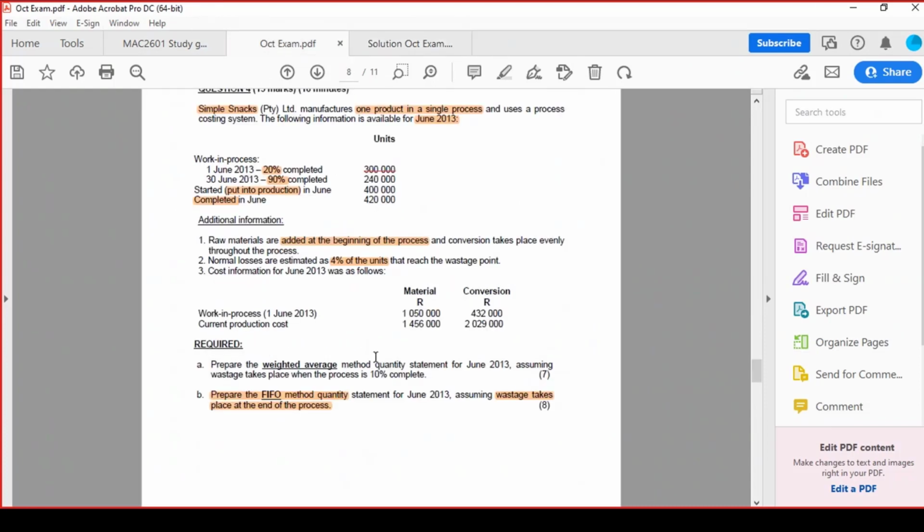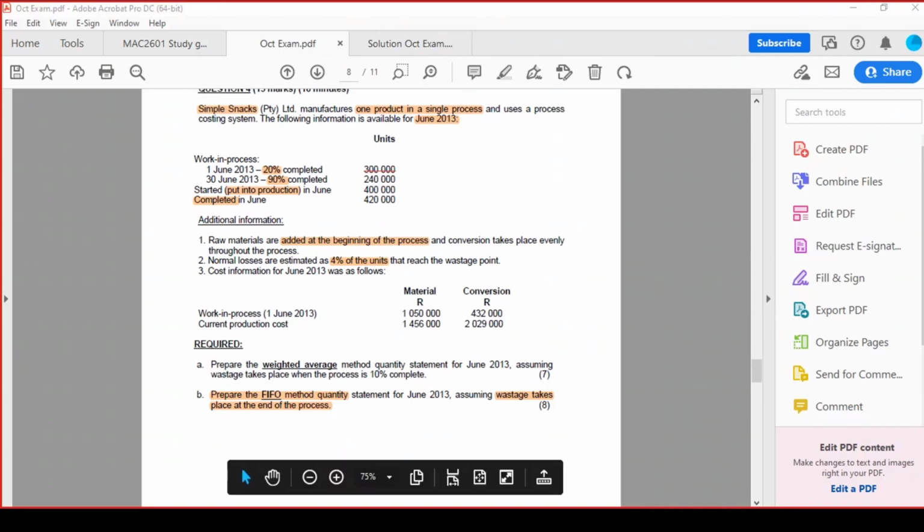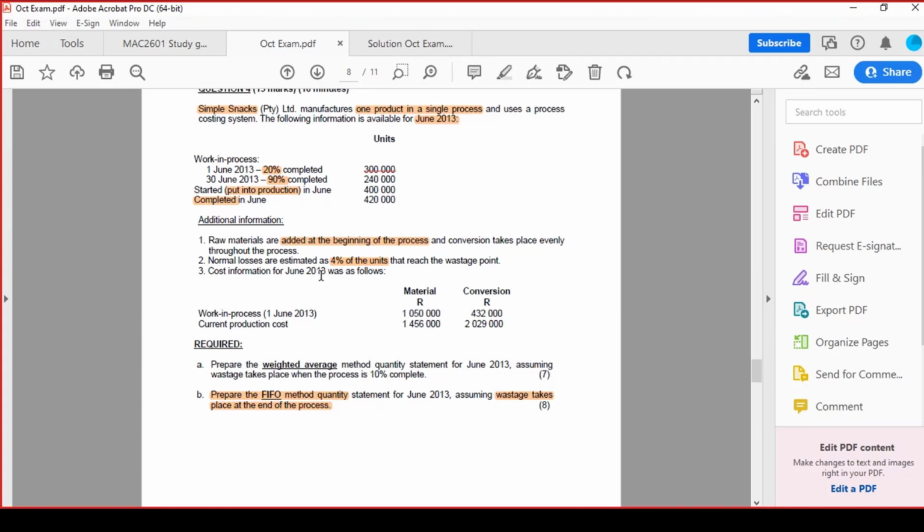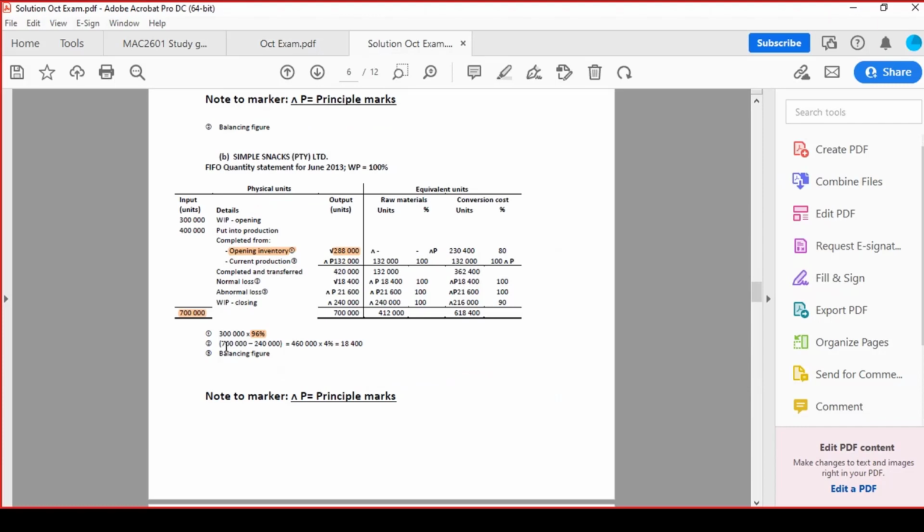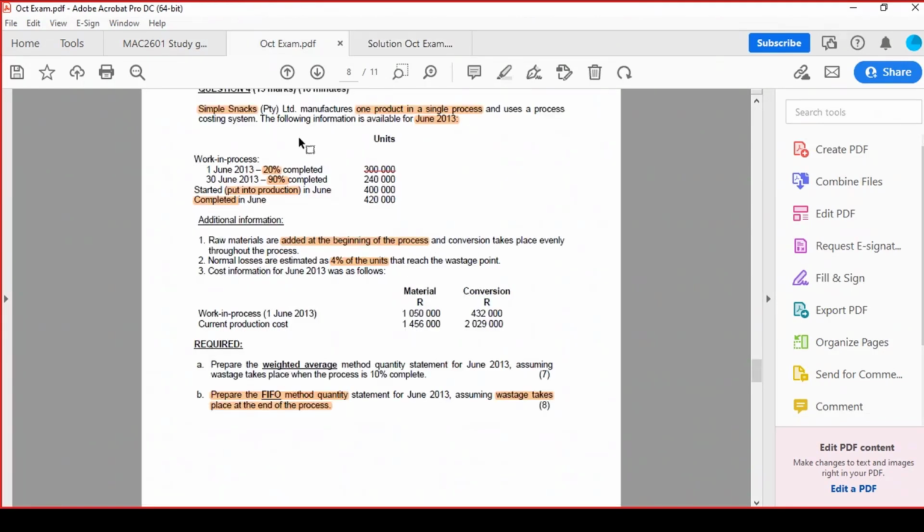How did you guys calculate the normal loss? What was the process? I want to know that one. Did you guys attempt the normal loss? Yes, we attempted the normal loss. I said 700,000 minus the closing WIP, and then I multiplied by 4%, and then I got 18,400. Okay. All right.